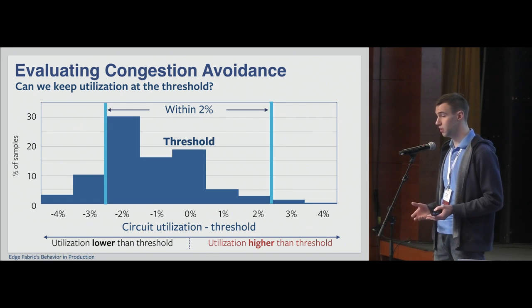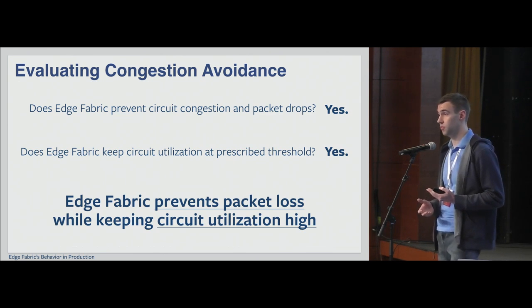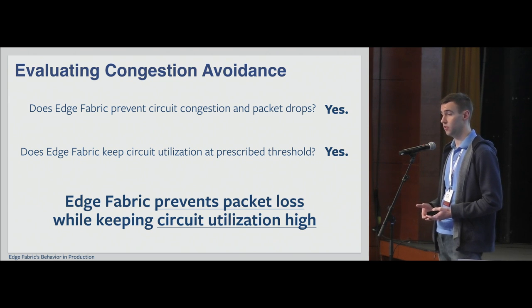So what we find here is that the vast majority of the time, we're able to keep the utilization of these interfaces or these circuits within 2% of that threshold. So Edge Fabric is able to successfully prevent circuit congestion and packet loss, and it can do that while keeping circuit utilization at this high threshold.